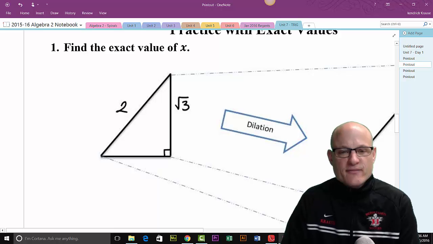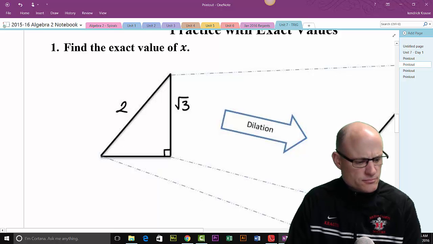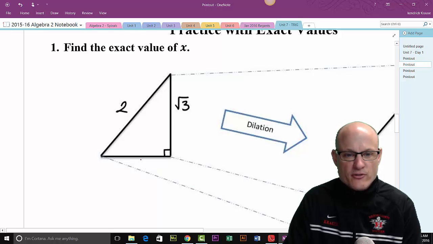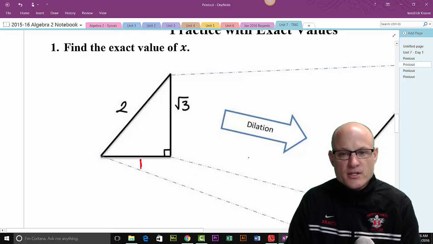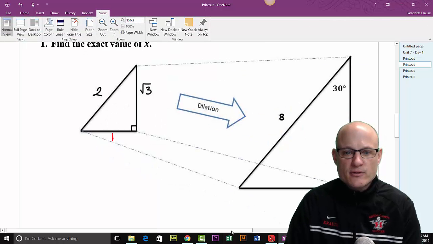So find the exact value. First of all, I should have probably drawn a better 30, 60, 90 right triangle. But our sides are, if we started with the 1 here and the square root of 3 here, then the other side missing was a 1. All right, so we're going to dilate this shape. I got to get this smaller so you can actually see what's going on here.